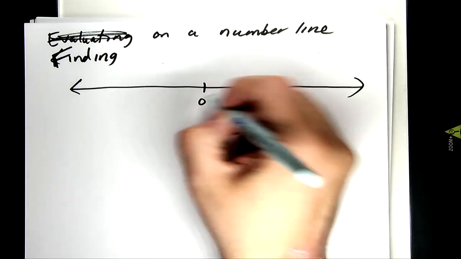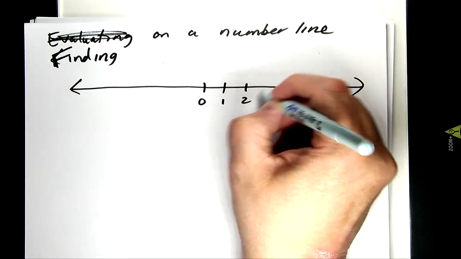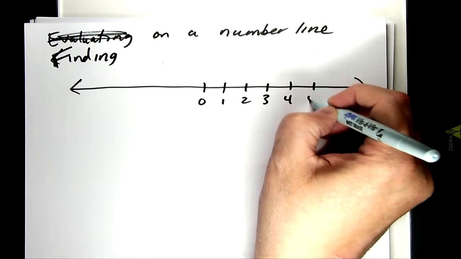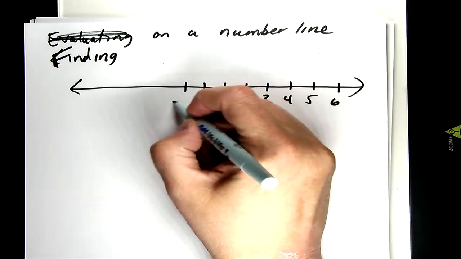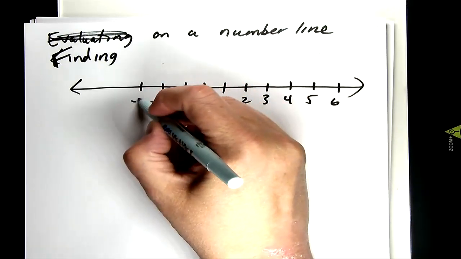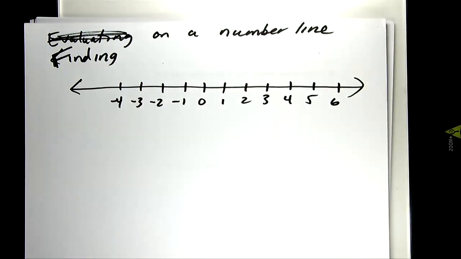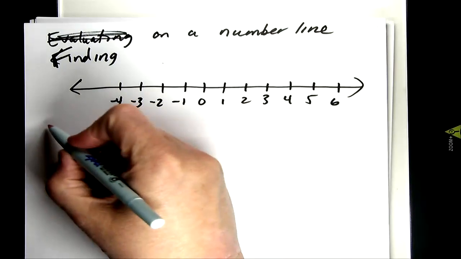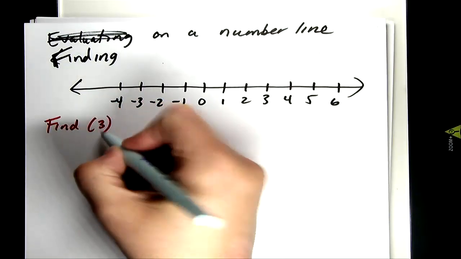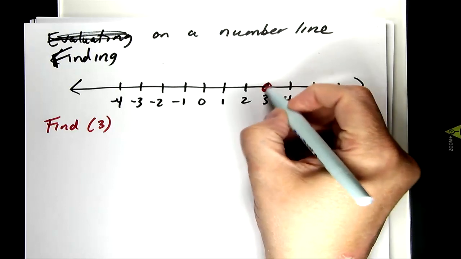So number lines, we tend to put 0 in the middle, and we increase as we go to the right and decrease as we go to the left. We can have negative numbers. In money, we call that debt. When you owe more money than you have, you're in debt. You have a negative overall balance. So if they want you to find something on the number line, find 3, they want you to put a dot on 3.